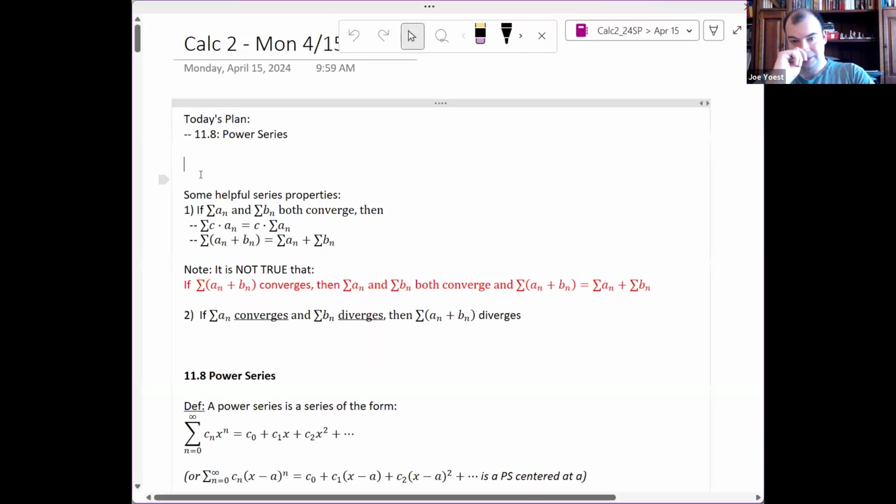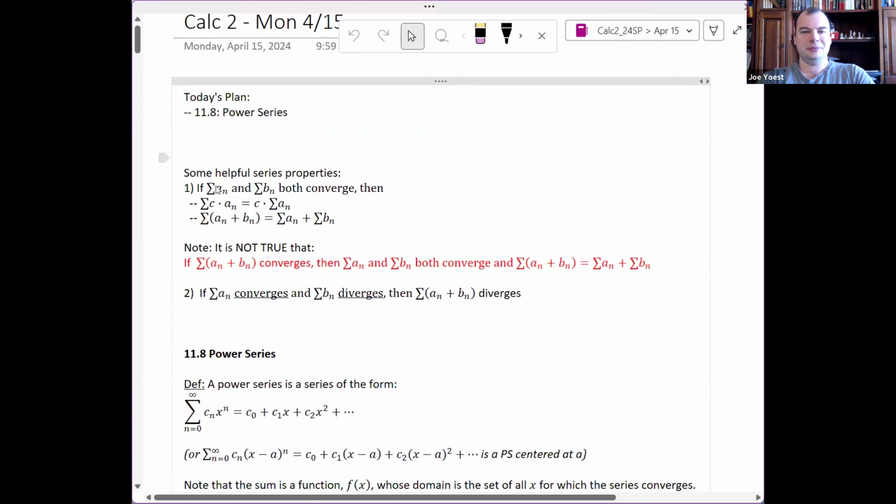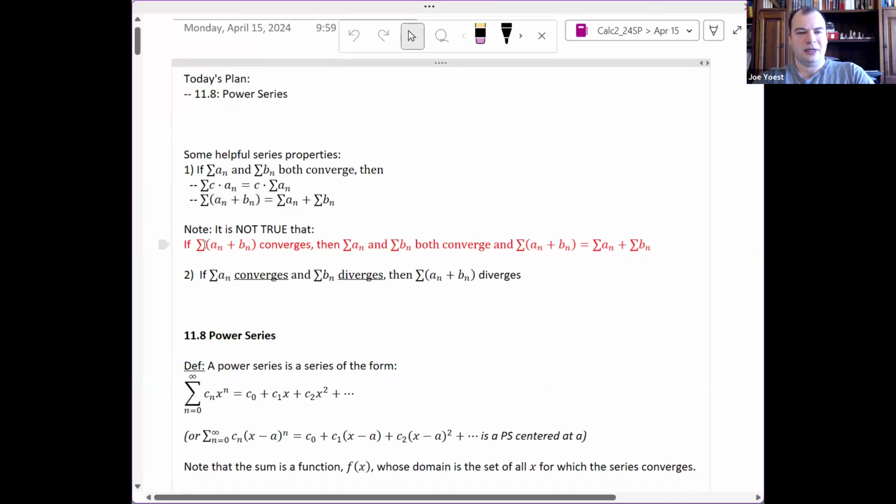And then a couple other series properties that we can use. If we have two series that both individually converge, then the summation operator acts like a linear operator. Constants can come out, and the summation operator can break up sums. Note that we have to be careful. It's not true the other way around. If the series of the sums of the individual terms converges, then we don't necessarily know that each of the broken apart series converges.